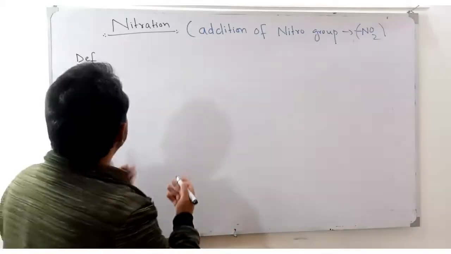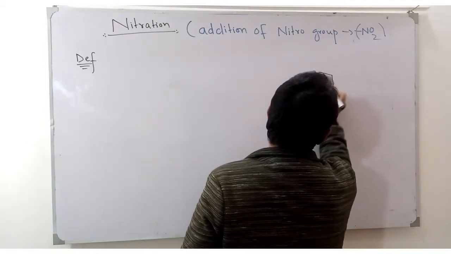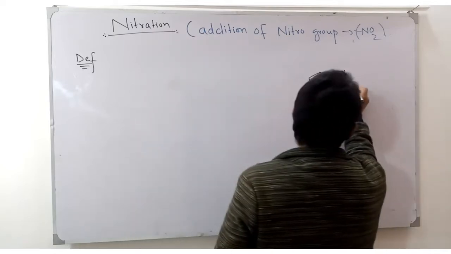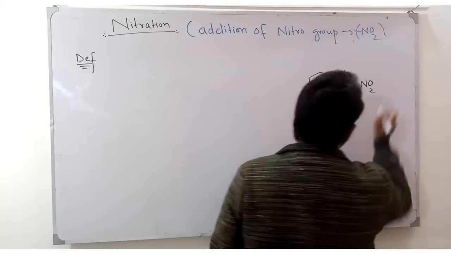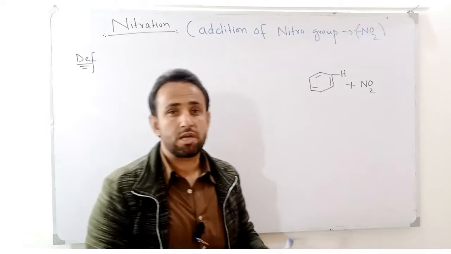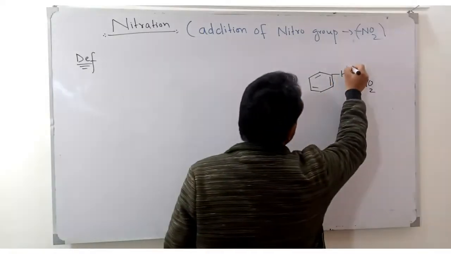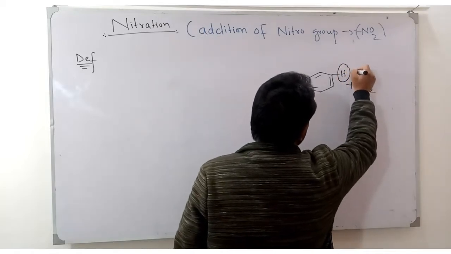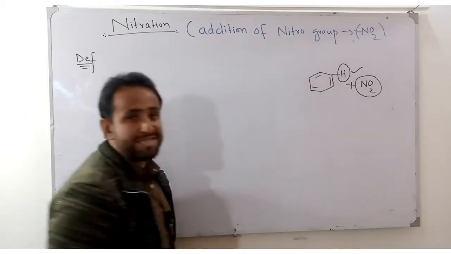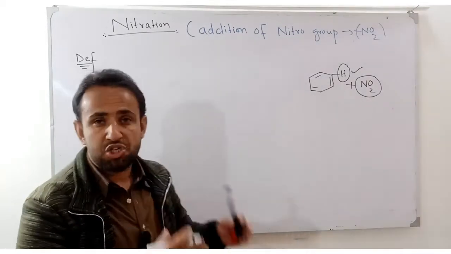So what does nitration mean? Suppose this is a benzene molecule. This is one hydrogen atom of the benzene molecule, and here I will react a compound which contains basically a nitro group. That means a nitrating agent. So what will happen in nitration? In the nitration, this hydrogen atom of the benzene will be replaced by the help of this nitro group. So this is called nitration.